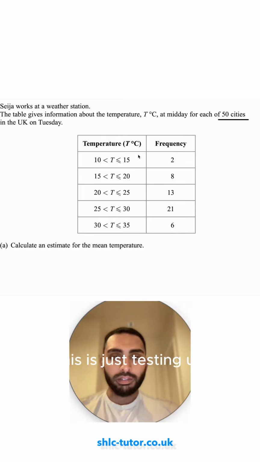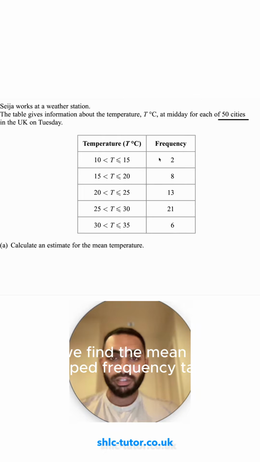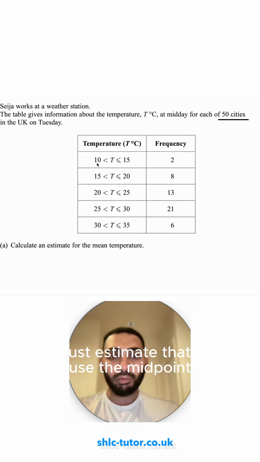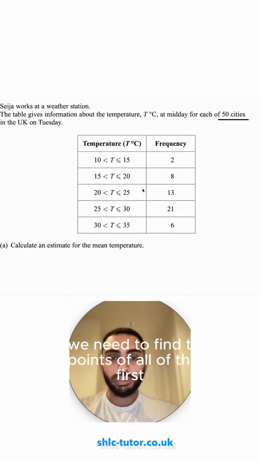So this is just testing us on, can we find the mean from grouped frequency tables? Because we don't know the values between 10 and 15, we just estimate that we use the midpoint. So we need to find the midpoints of all of these first. I'm going to write those down. So between 10 and 15 would be 12.5.